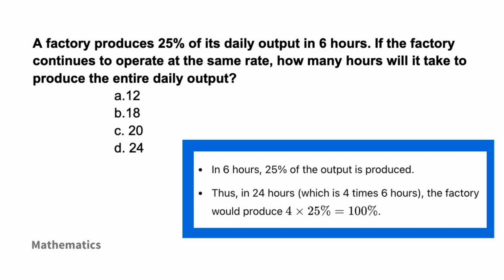Now it's time to confirm the calculation to make sure that our answer actually makes sense. Let's consider the rate of production. This means that the factory will take 24 hours to produce its entire daily output if it continues at the same rate of production. Understanding this, we know that the correct answer is D, 24 hours.